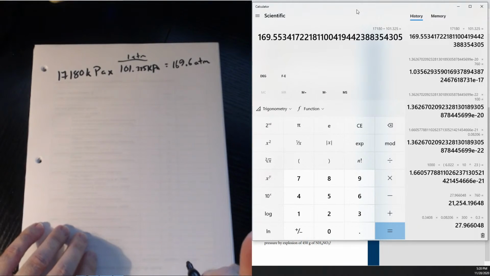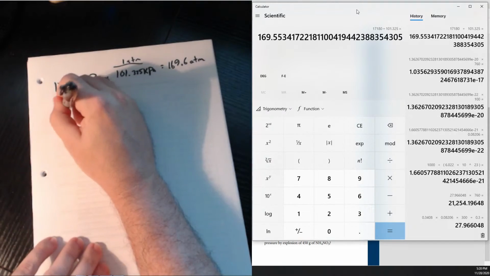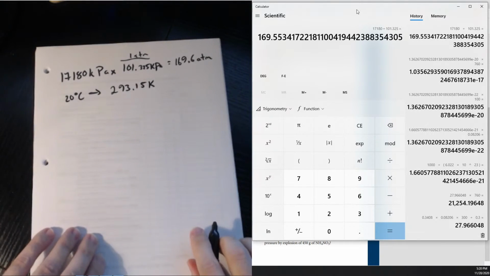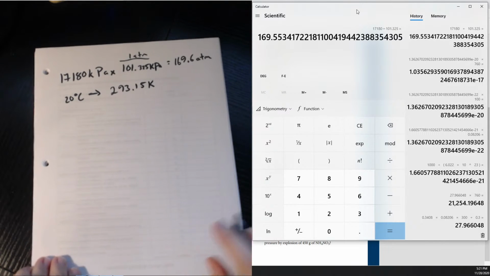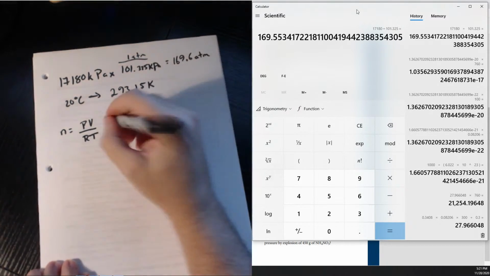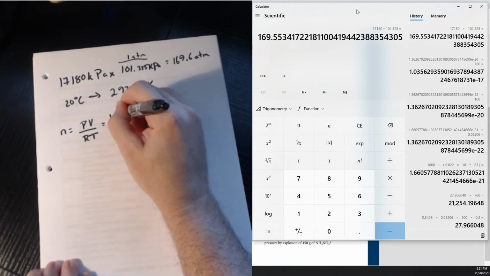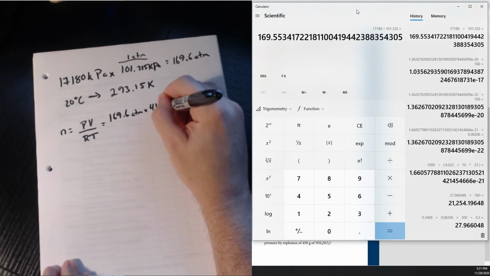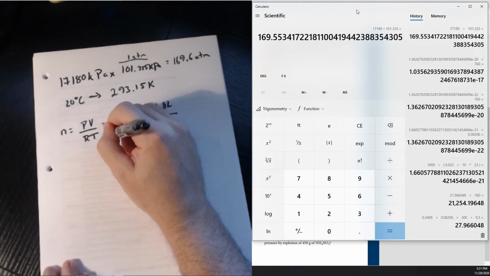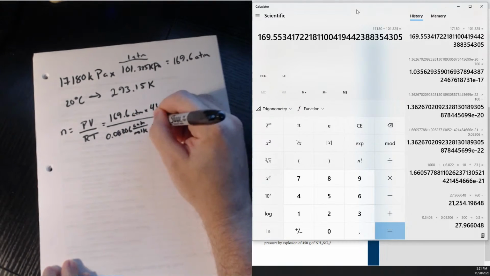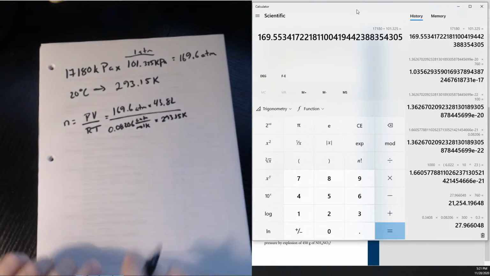All right, the other thing we need to do is convert temperature. So 20 degrees Celsius is 293.15 Kelvin. Is that everything? Yeah, okay. So we're looking for n. n equals PV over RT. So we have 169.6 atmospheres times 43.8 liters divided by 0.08206 liter atmospheres per mole Kelvin times 293.15 Kelvin.